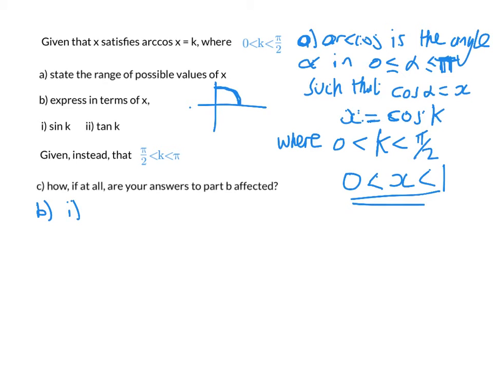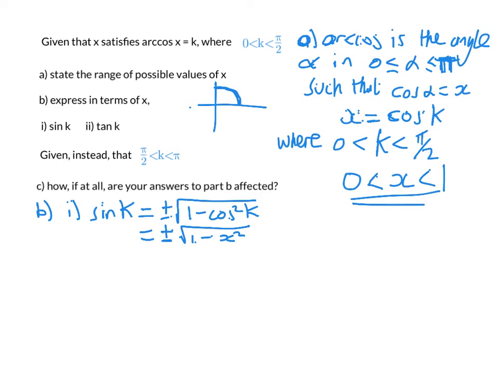Well, let's look at B. So sine of k, well, what does sine of k equal? Sine of k has got to be the positive or negative square root of 1 minus cos squared k. Well, that equals the positive or negative square root of 1 minus x squared, because cos k equals x. Arc cos x is k, so cos k is x.